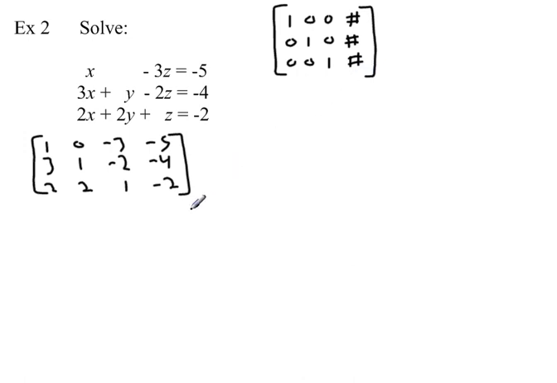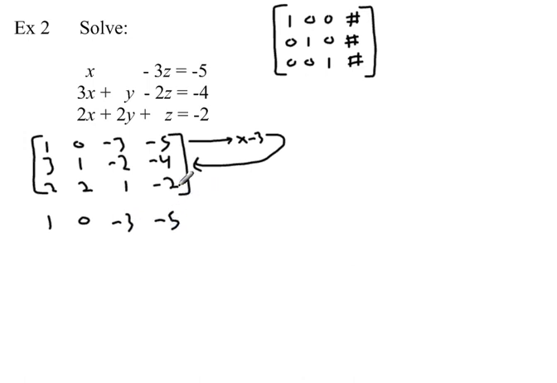Okay, now the convenient thing here is we already have a 1 in the upper left corner. If you ever don't, and you can switch things around, that's a good thing to do to start. So we've got a 1 there. So let's multiply that top row by negative 3 and add it to the second row to give us a new second row. So let me bring the top row down. 1, 0, negative 3, negative 5.